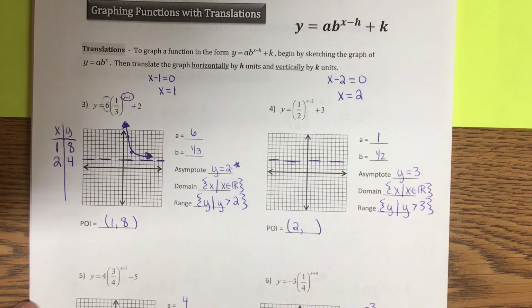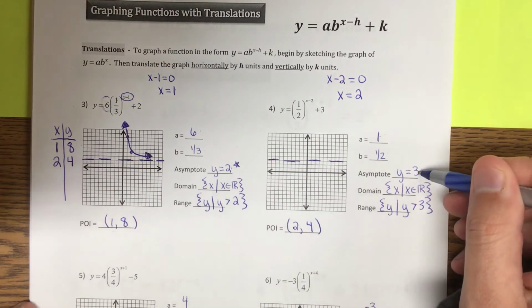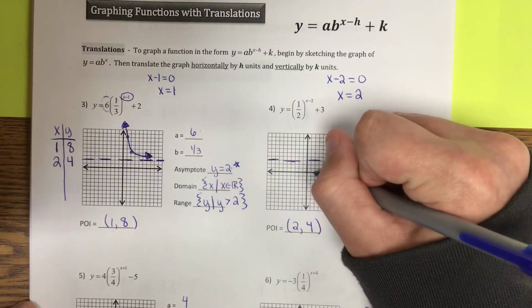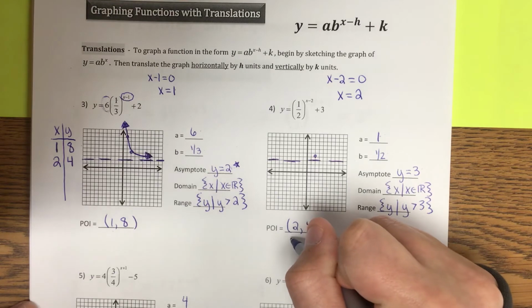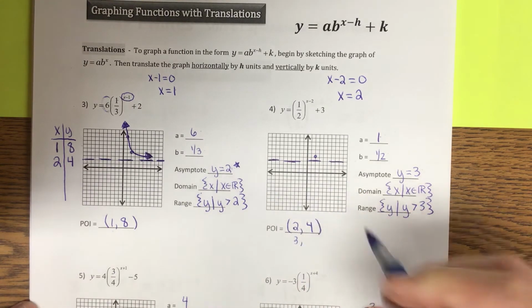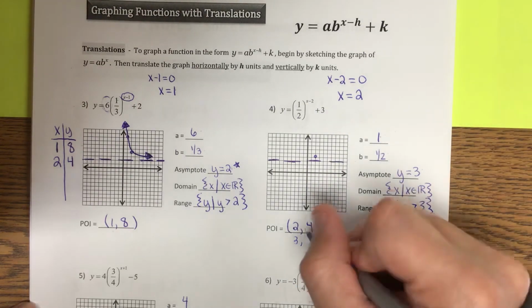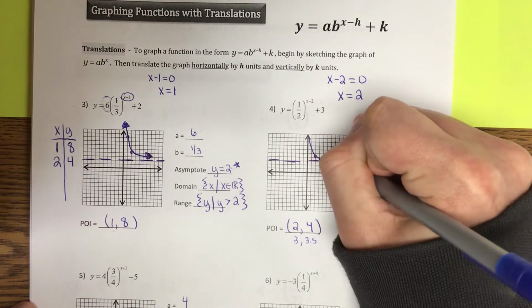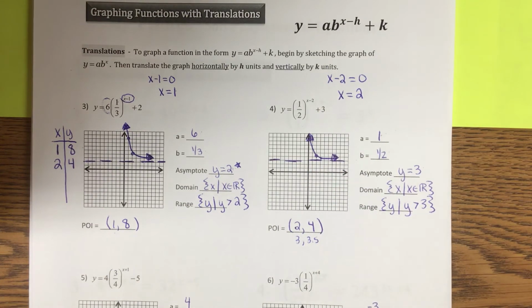And then the y value should be 4 because you take the a value and you're going to add that 3 from the asymptote. 1 plus 3 would give me 4. So that's going to be 2 comma 4. So then, you could, instead of making an XY table, just kind of test 3 right below it. And so that would be 3.5. Okay, that's number 4. Number 5.